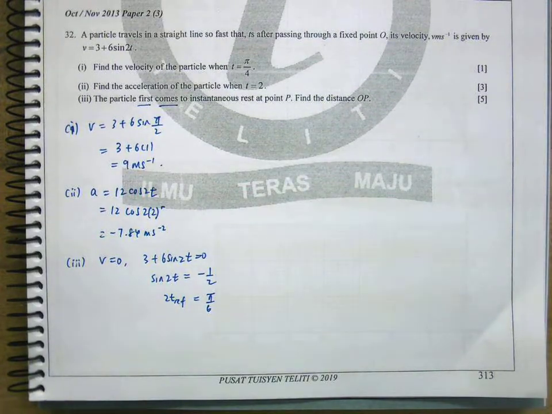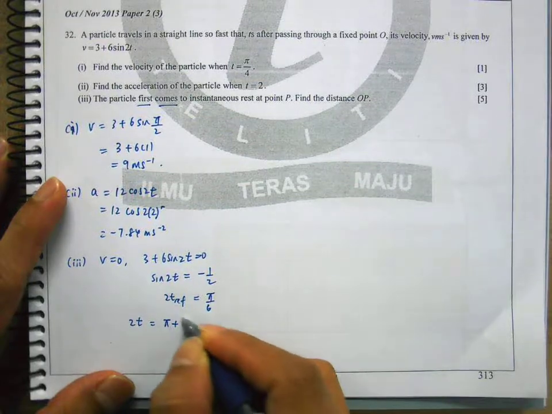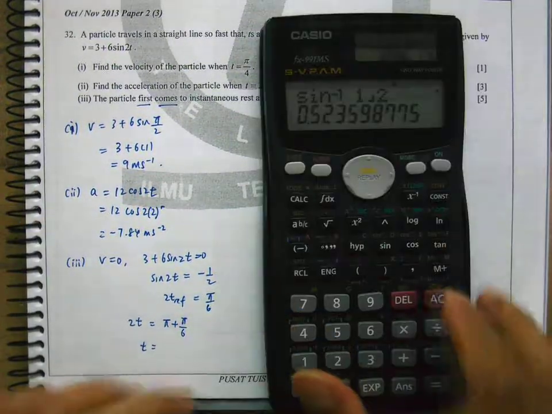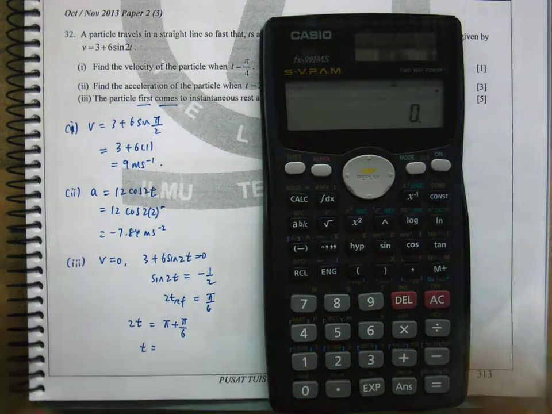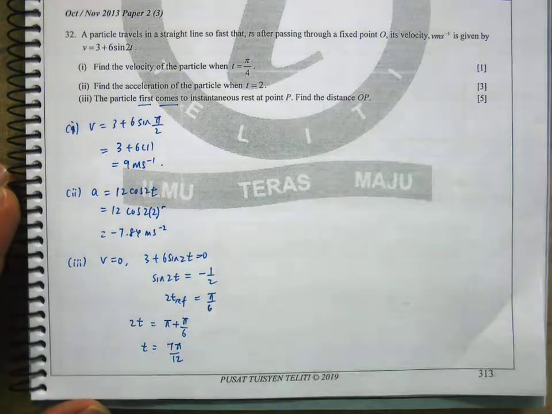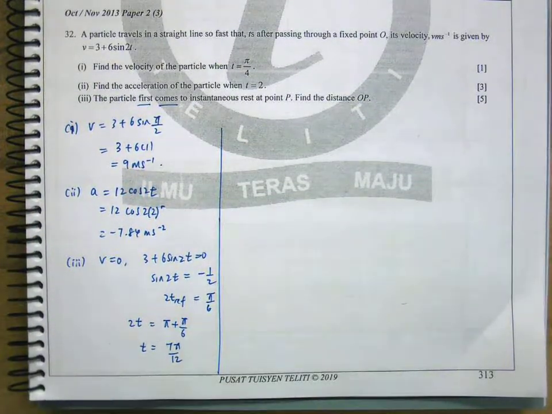So we take 2t equals to pi plus pi over 6. Whatever we get, we divide. So this is actually 7 pi over 6, t is 7 pi over 12. Yeah. Again, like I said, you can leave it in decimal. But we're not done yet. We need to find what?